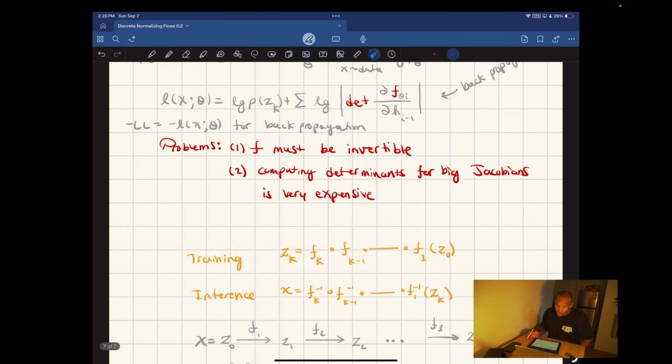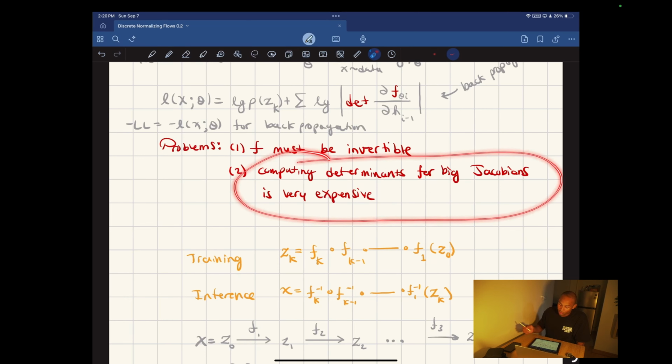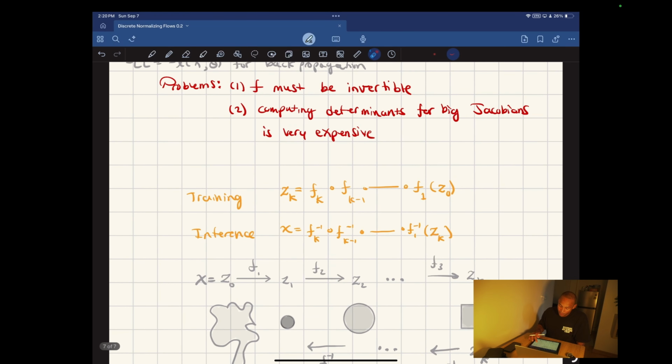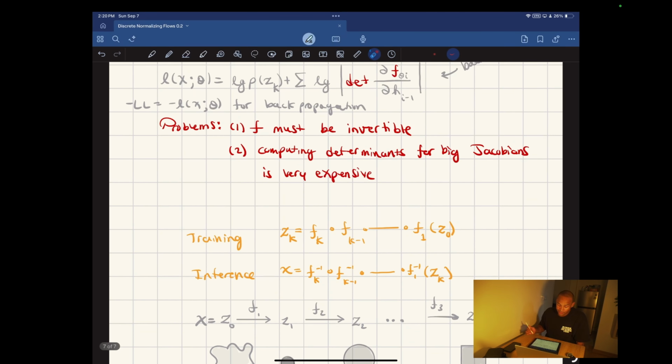And now the problems with discrete normalizing flows, the problems with this equation, are the determinant and also f. F has to be invertible, so it makes it challenging. There are a lot of neural networks that aren't invertible. So you have to have special types of neural networks that are invertible, and also computing determinants for large Jacobians is very expensive. So you have to have approximations to the Jacobian, which also hinders you. And so, yeah, that's discrete normalizing flow.